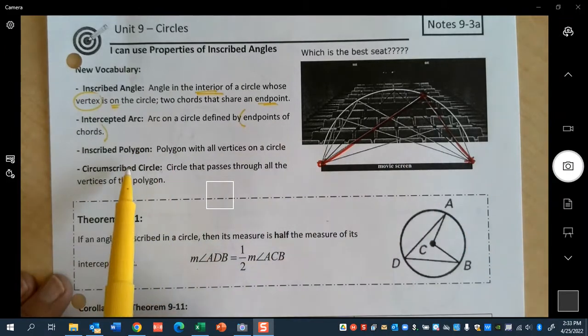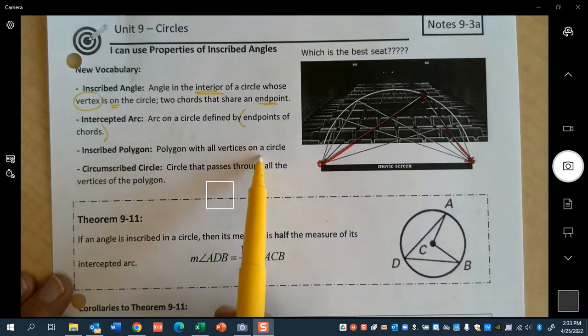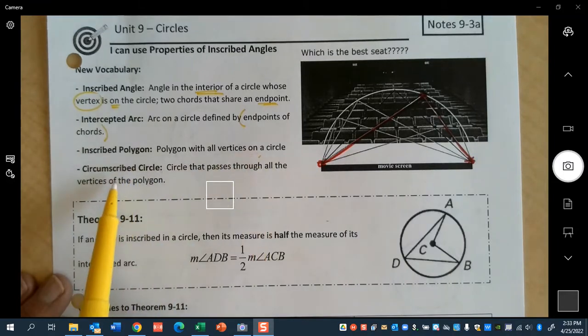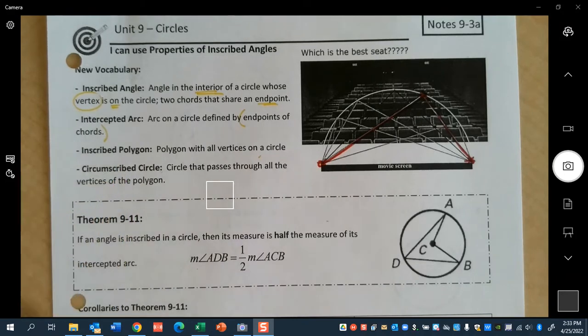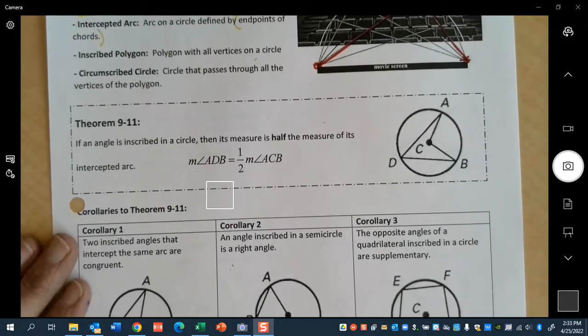An inscribed polygon is a polygon with all vertices on a circle. A circumscribed polygon or circumscribed circle is a circle that passes through all the vertices. We'll get to these in a little bit. First, we have an inscribed angle.